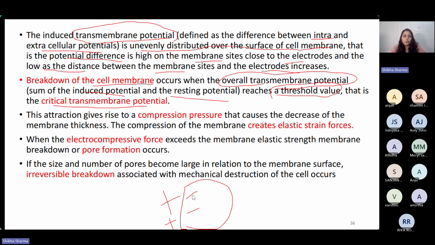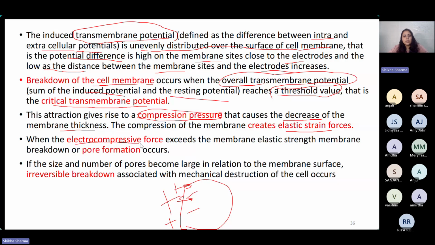because there will be more positive and negative charge, so they will attract more. If there is more attraction, it will lead to compression pressure on the cell wall of the microbial cell. So that will cause a decrease of the membrane thickness. If there is more positive and negative charge build up, they will attract each other, and because they are attracting each other, there will be a decrease in the membrane thickness due to the compression pressure. So this compression of the membrane creates elastic strain forces.